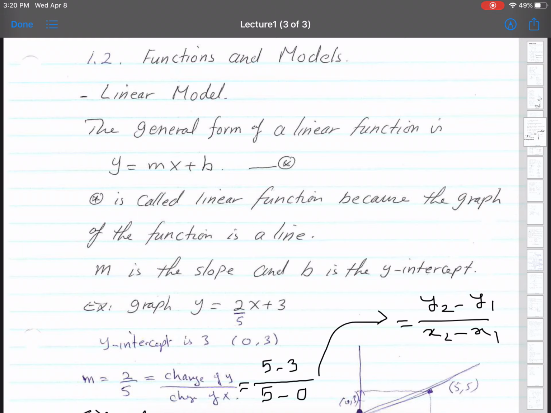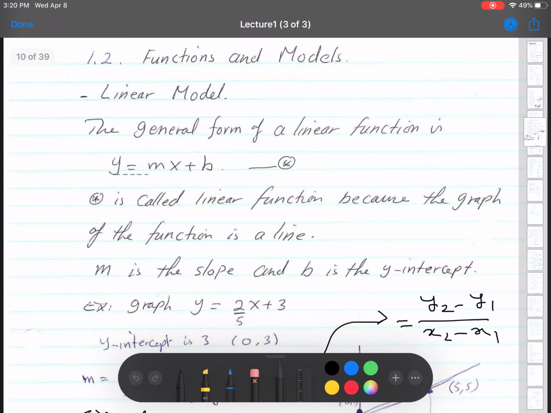This lecture will be covering functions and models. We'll focus on linear models and polynomial models. We know from the formula that a linear model is y equals mx plus b. m is the slope and b is the y-intercept.